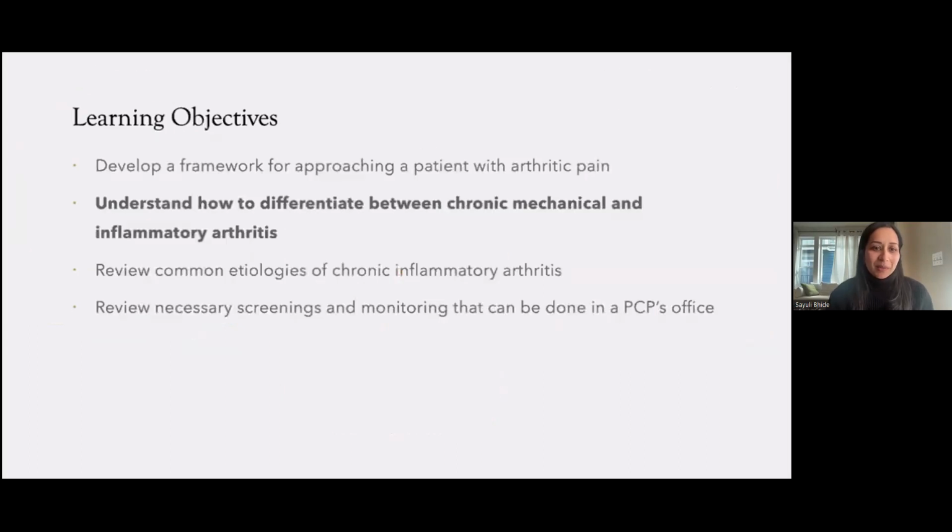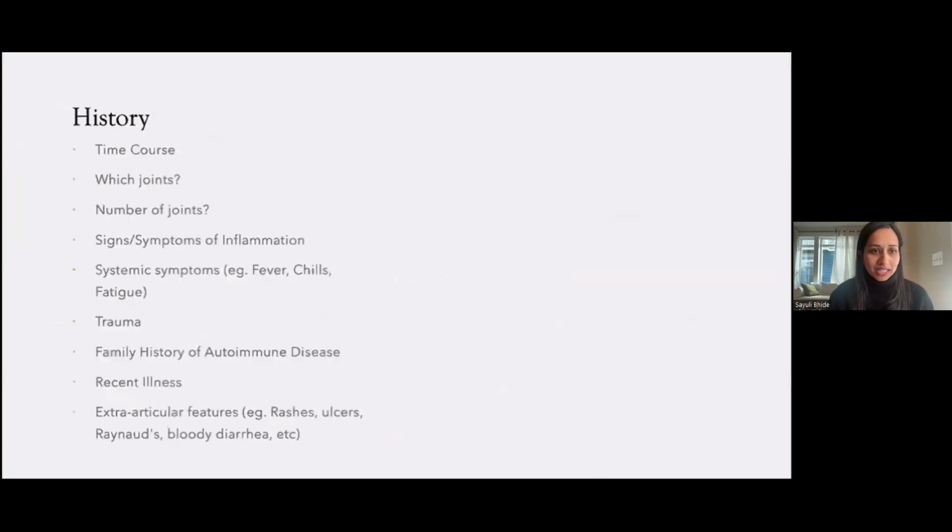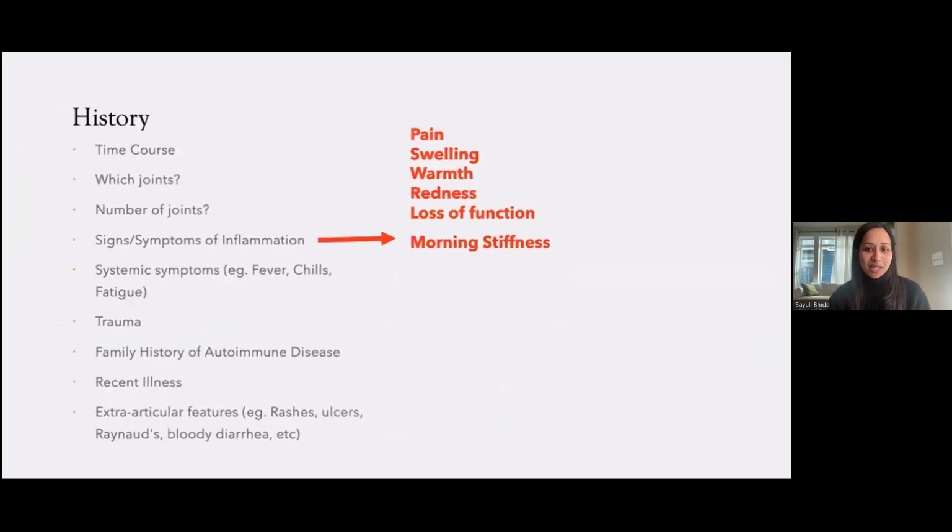So let's talk about how to differentiate between chronic mechanical and inflammatory arthritis. You're obviously going to start off with the history. So we talked about getting the time course, which joints, and number of joints. I'm sure you all remember from med school the cardinal signs of inflammation: pain, swelling, warmth, redness, loss of function. And I added on to that morning stiffness, because that can be particularly helpful when we do a joint exam.